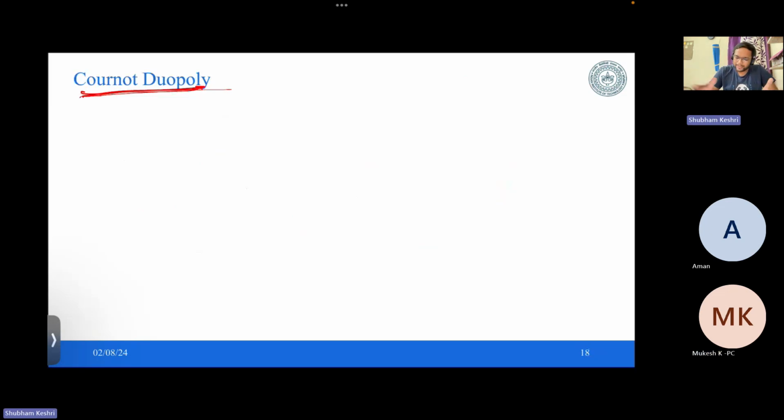Okay, so if you want, I can just quickly tell you what Cournot duopoly is. Let me take the example that sir has given. It will be quick, one minute.